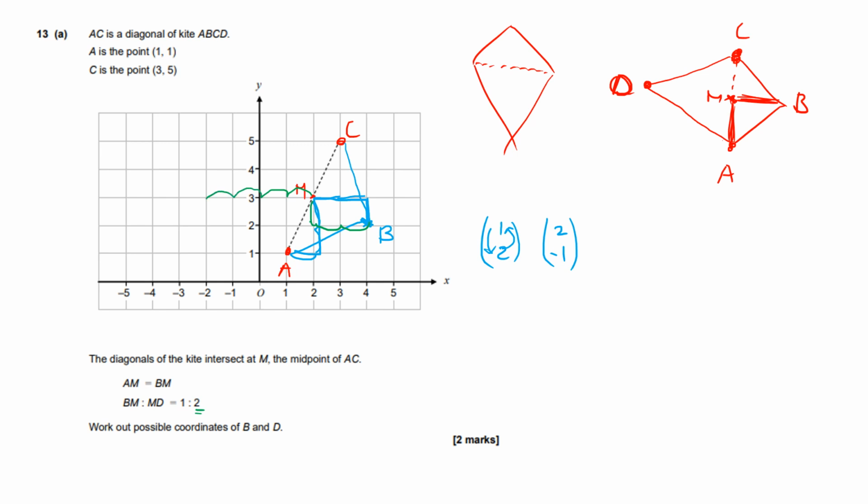Okay. And we went 1 up. What we are going to do is we are going to go 2 up, 1, 2, because the ratio is 1 to 2. It's going to be double the amount. Okay. So this is what our kite is going to look like. And this is how we get full marks from this question.